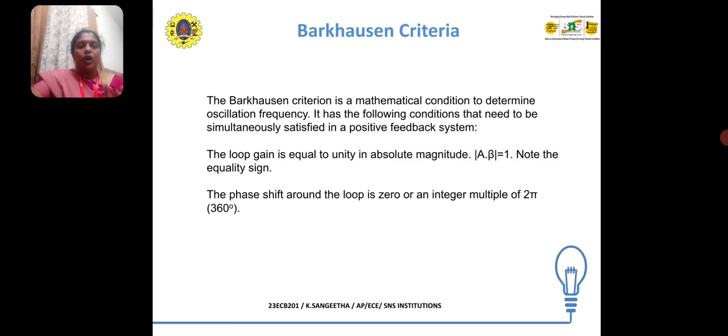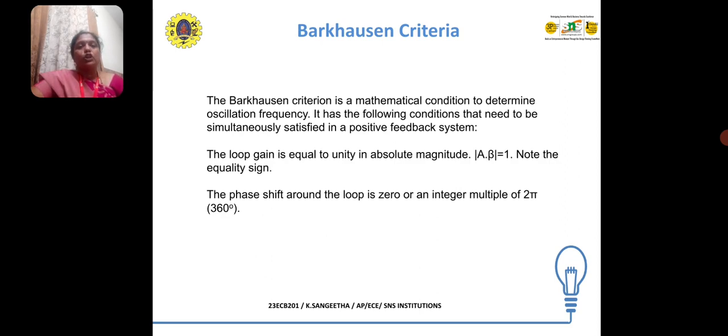So how are the oscillations produced? Is there any condition? Yes, there are two conditions. These conditions are called Barkhausen criterion. It is a mathematical condition which is used to determine the oscillation frequency. Frequency is the number of oscillations per second. So there are two conditions.